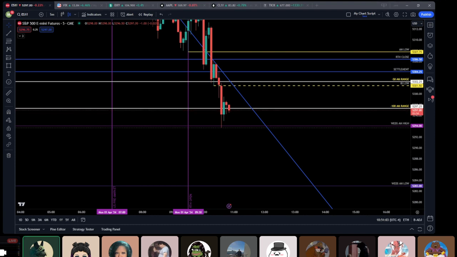The AM high and AM low is the high and low of the first 30 minutes of RTH. So whatever the high and the low, whether that happens in the very first candle or right in the middle of the session, it doesn't matter. Whatever the high and the low in that 30-minute window is.